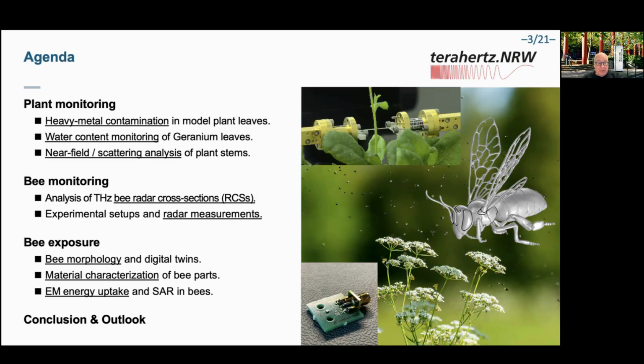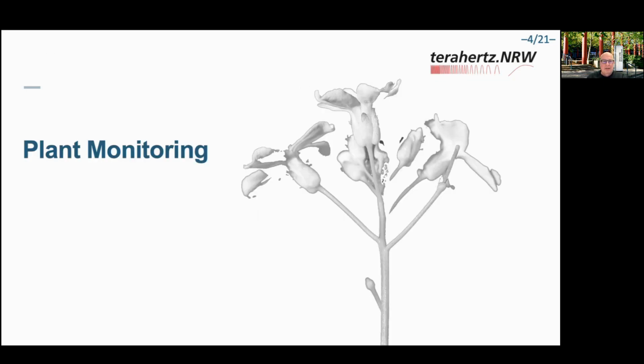There we also have to look into the bee morphology itself and also into corresponding digital twins. To get reliable models, we have to look at material characterization of specific bee parts. And at the end, I will talk about this very important topic, namely the electromagnetic energy uptake and the specific absorption rate in bees. I will end my talk with a short conclusion and an even shorter outlook. So let's start with plant monitoring.